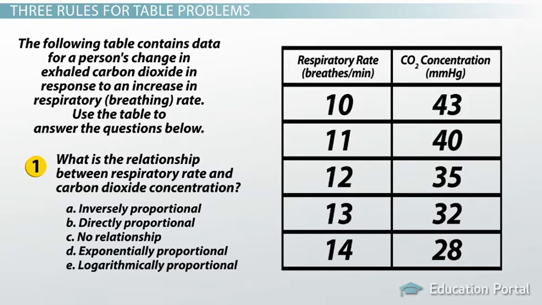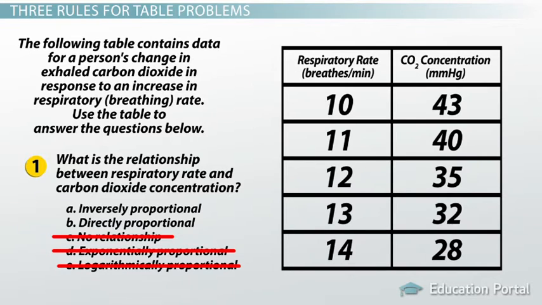Nice, did you hear that? It's asking us something we've already figured out. We said that breathing rate increases while carbon dioxide decreases. But look at the options we're given in the answers. They're all worded in terms of proportionality and relationships. We can rule out option C because we know that there is a relationship. We can rule out D and E because we can see from the table that there aren't any wildly growing numbers that would indicate a logarithmic or exponential relationship.